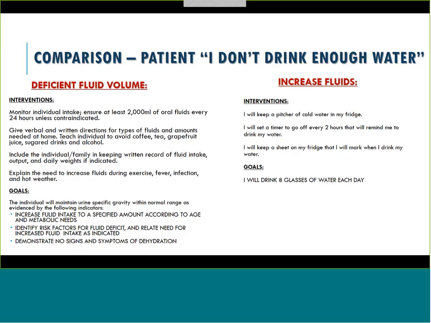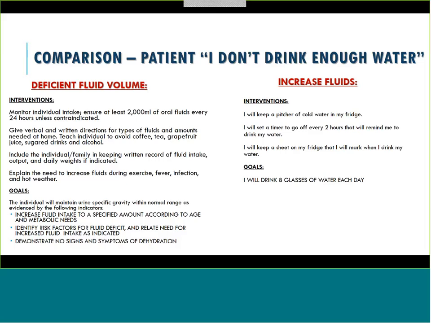Basically, the patient's going to keep a pitcher of cold water in their fridge. Maybe part of the problem they shared was that they like cold water and they never have it available, and maybe they can't fill the ice cube tray. Maybe they just constantly need reminders, so they're going to set a timer, and to keep track of it, they're going to keep a simple sheet on the fridge. Basically, their goal is, I will drink 8 glasses of water each day.